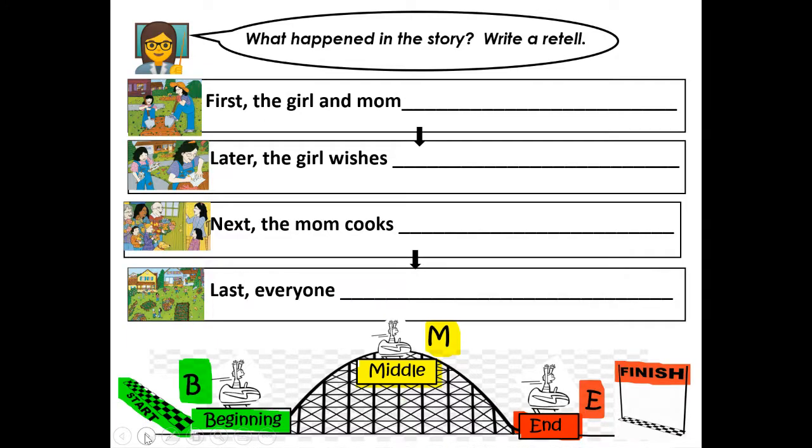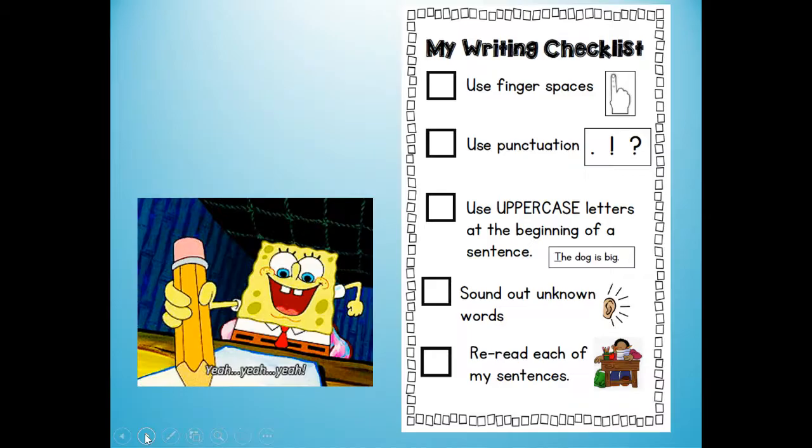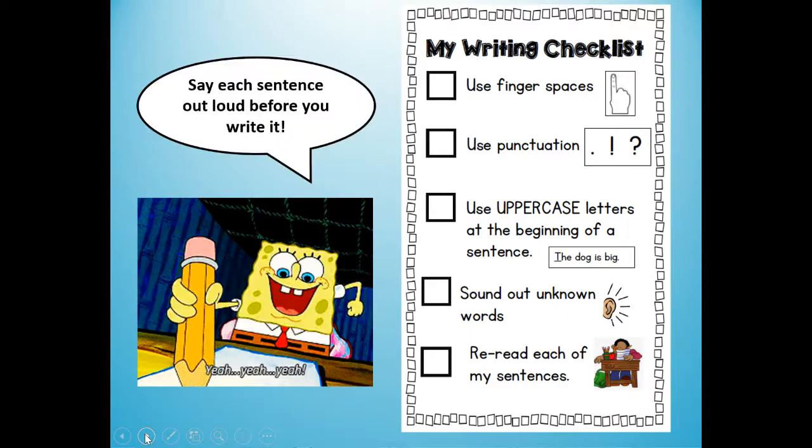So you're going to answer this question. What happened in the story? You're going to write a retell using our green means go, yellow means slow down, and red means stop. You're going to use these sentence frames: first, later, next, and last. But before you write, make sure you say each sentence out loud before you write it. It's good to say your sentence and then write it.